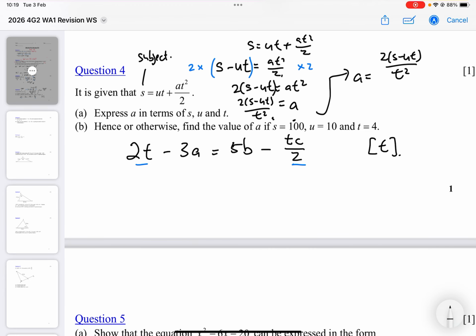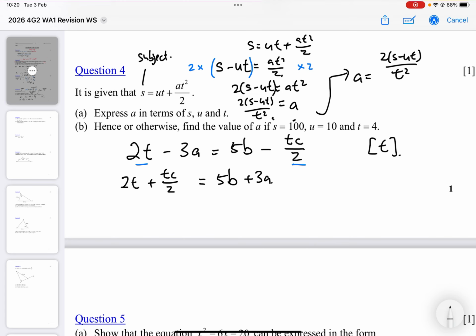Okay, so 2t is on the left already. I keep my 2t. Then I will want my negative tc over 2 from the right to go to the left. So it was minus, then become plus. Then it can come to the left. Then right hand side, at first got 5b, I keep my 5b. Then my negative 3a was on the left, but on the left now I only want all my t, so I will bring my negative 3a to the right, so it will become plus 3a.